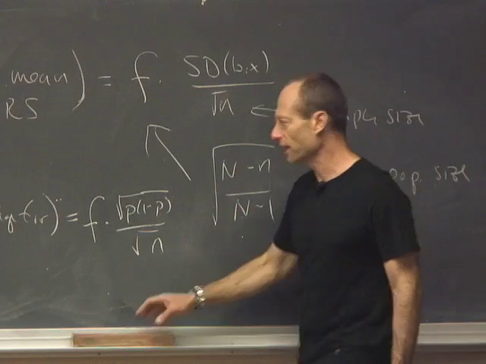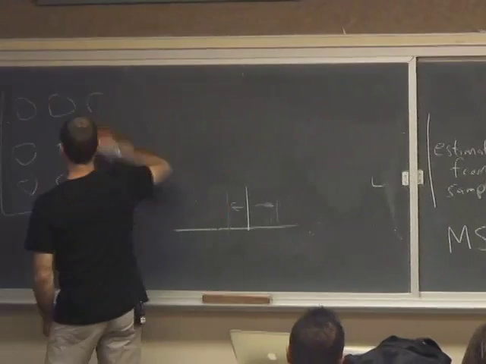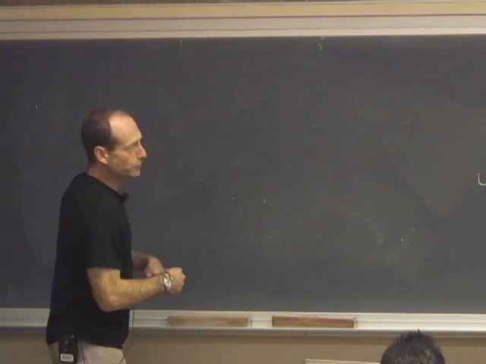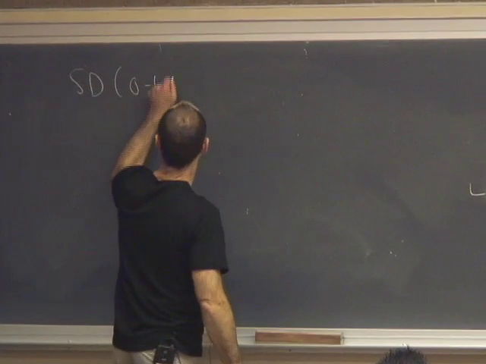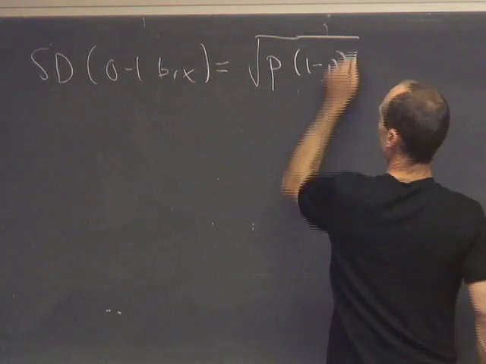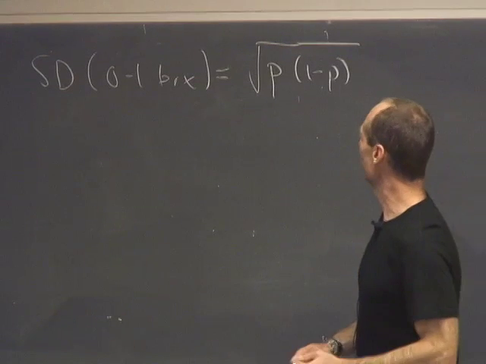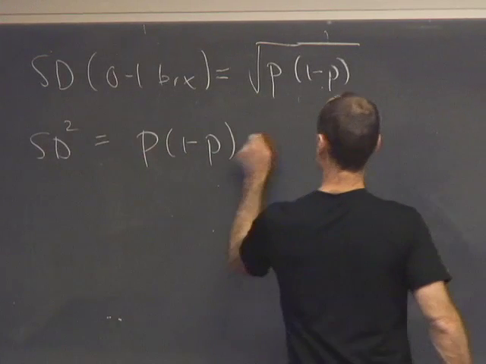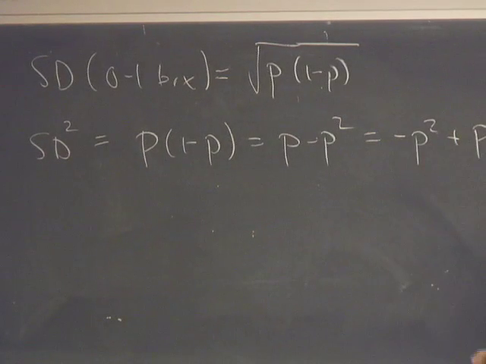So once upon a time, we talked about the fact that if we look at the square of the SD of a 0, 1 box, the SD of a 0, 1 box is equal to the square root of p times 1 minus p. This rings a bell now. Okay, and so the SD squared is equal to p times 1 minus p, which is p minus p squared. And we could write that as minus p squared plus p if you want.